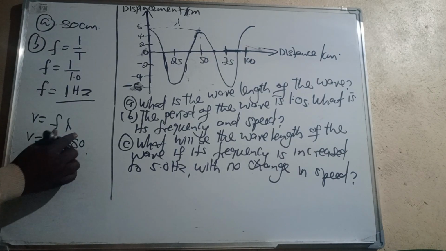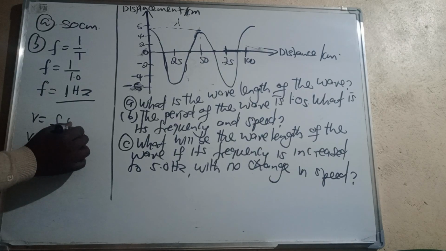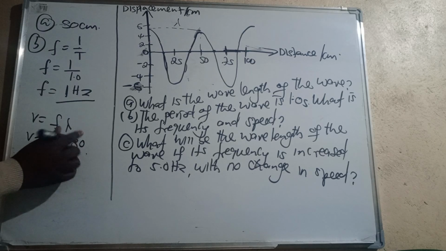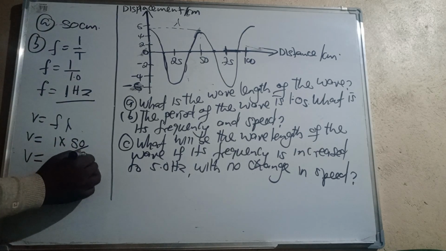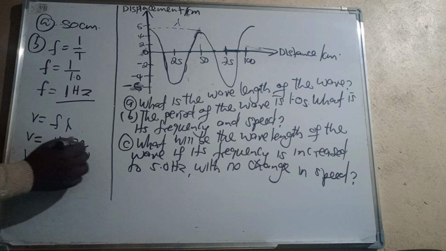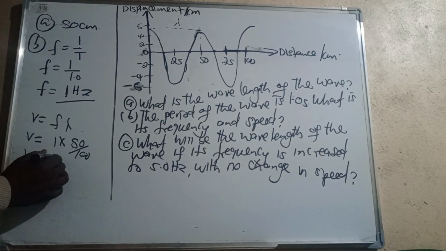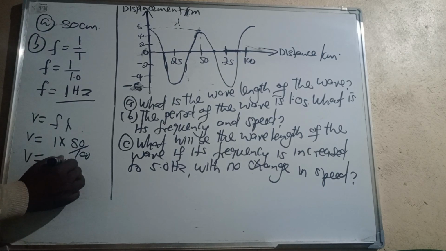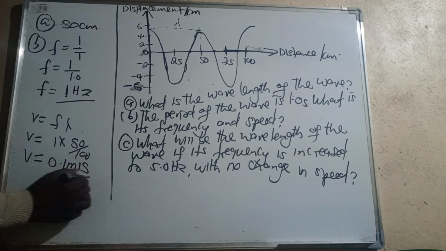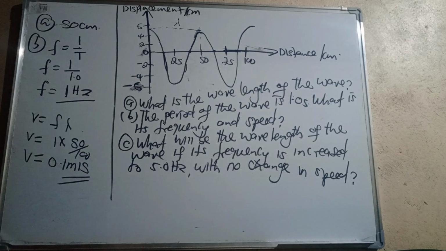Because this wavelength is in centimeters, I need to convert it into meters. So I divide by 100. So 1 times 0.5 gives 0.5 meter per second. Hmm, in the speaker's working, this gives 0.1 meter per second. This will be my velocity. So I have found two answers, frequency and velocity.